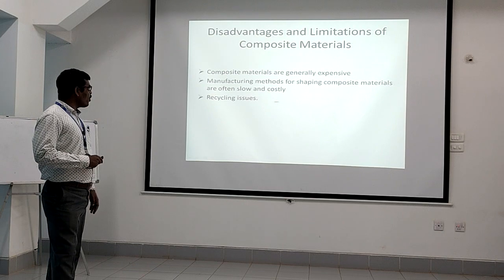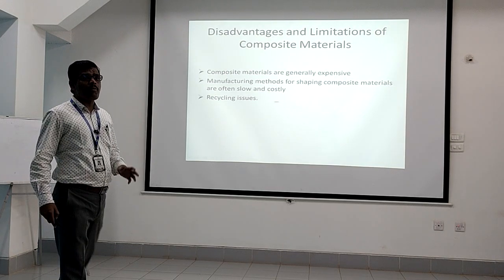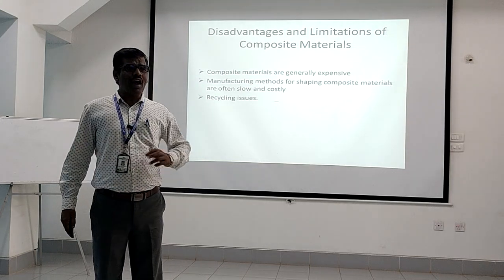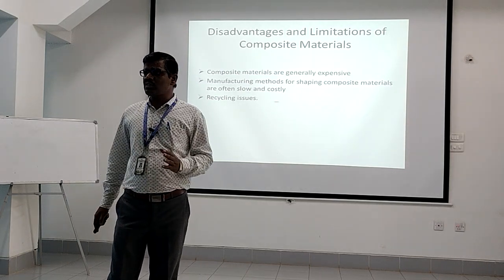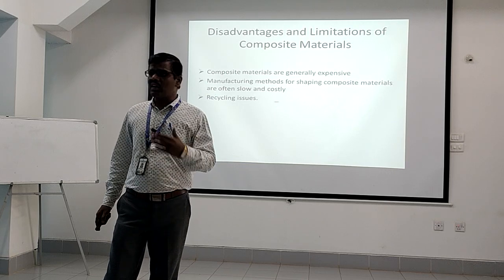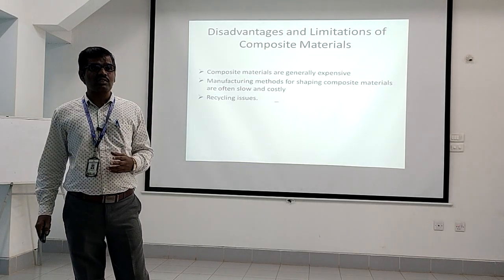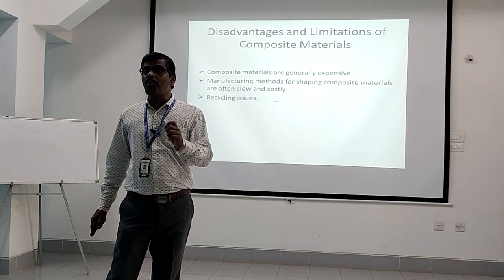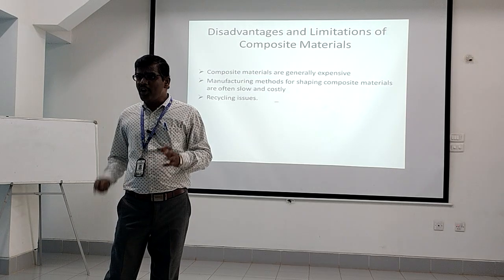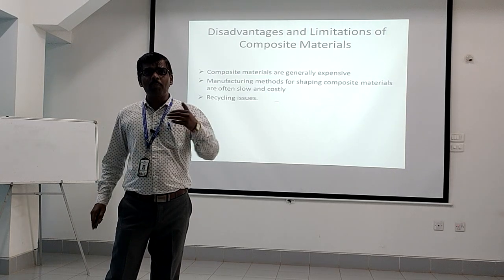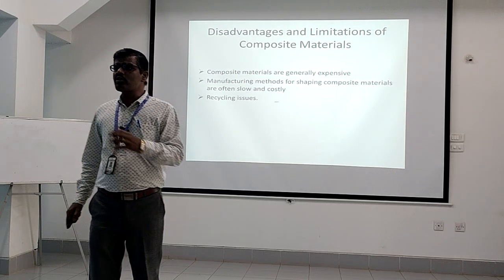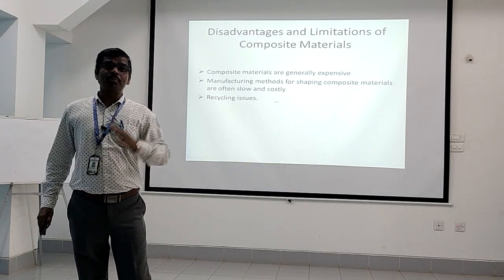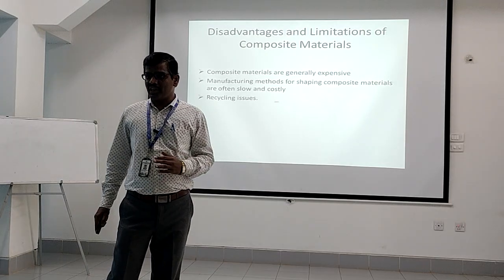And the second and third points are that the manufacturing of composite material is very difficult, and also it is a very slow process. Why? Because traditional machining processes like lathe operations, drilling operations, milling operations are sometimes difficult to carry out on composite materials. So because of that, shaping components particularly from composite material is very difficult, and sometimes very costly as compared to normal engineering materials.